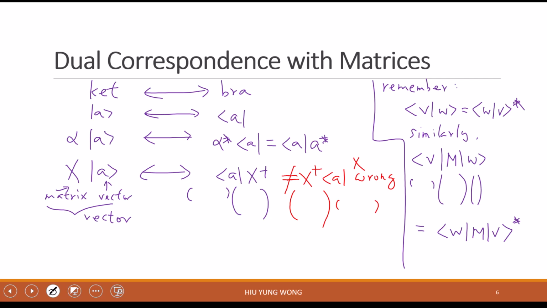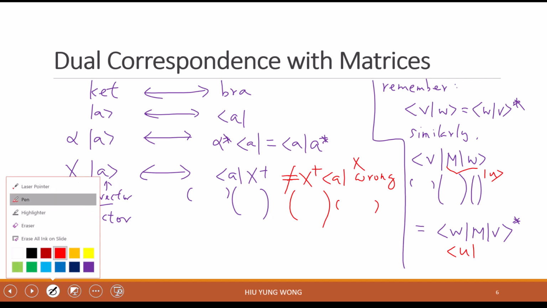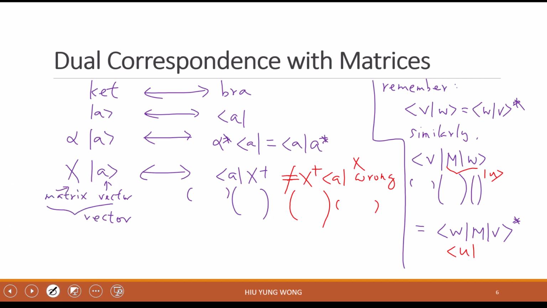So actually, you can think of this. This one is just another vector. M times W is just another vector, U. Yeah, so yes, very good. So this one is just the U bra. So if it is U bra, what do we need to do? You need to add a dagger.